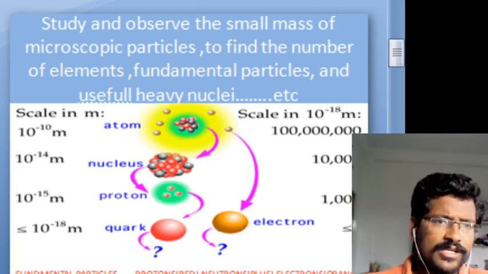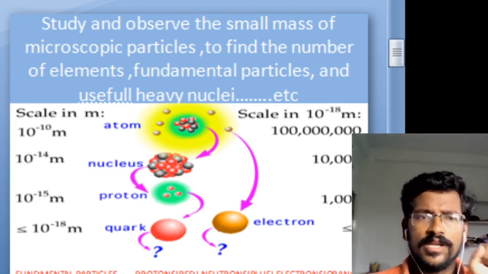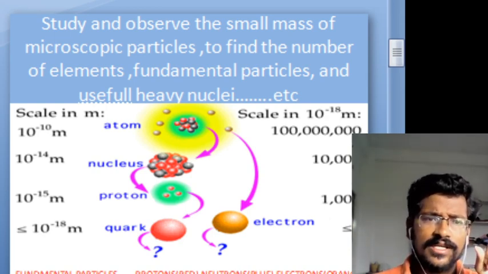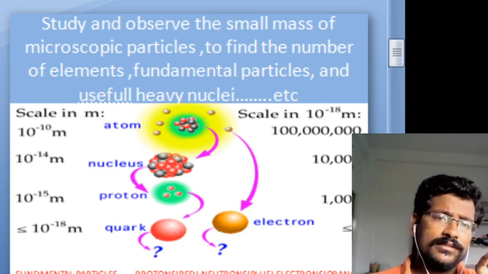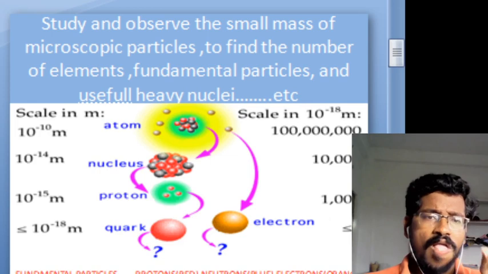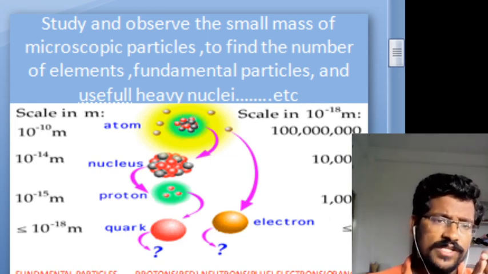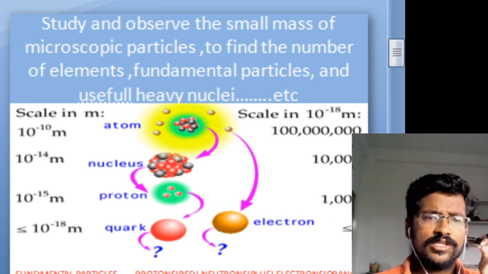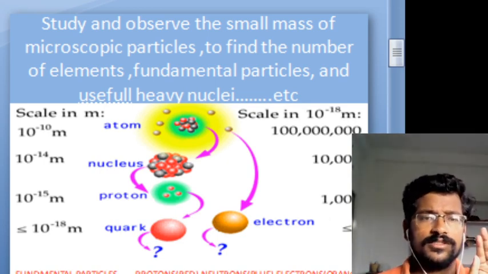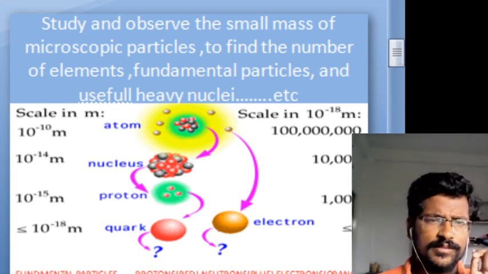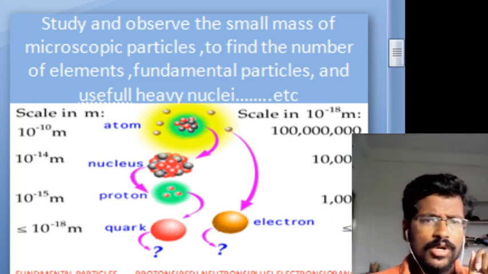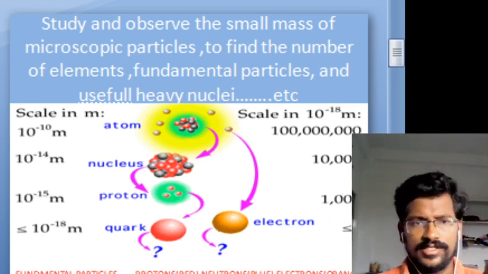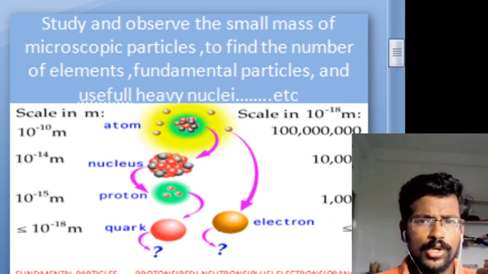We know the size of an atom is 10 power of minus 10 meter. The nucleus size is 10 power of minus 14 meter. As well as the proton in the nucleus, the proton size is 10 power of minus 15 meters. As well as the quarks that are part of protons. The quark size is 10 power of minus 8 meters. Now we clearly know the structure of the atom, the inner part and outer part of the nucleus. Now we are going to isotopes.